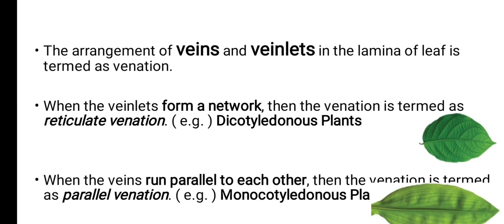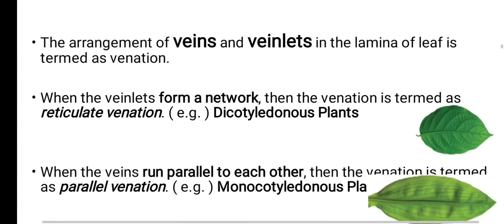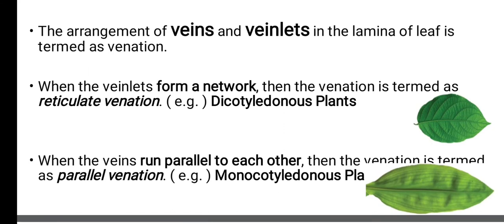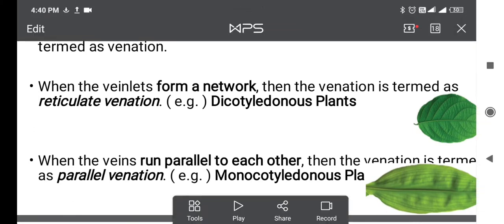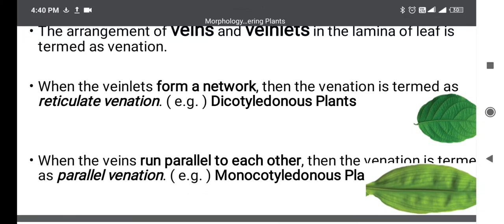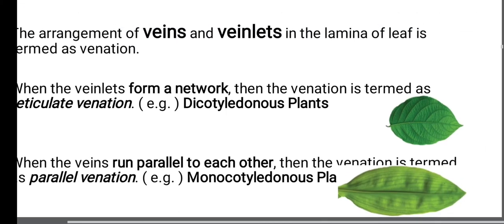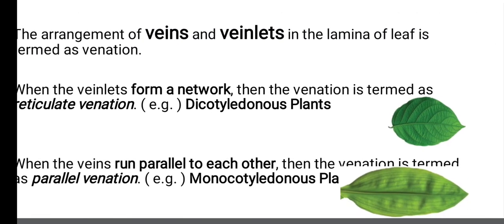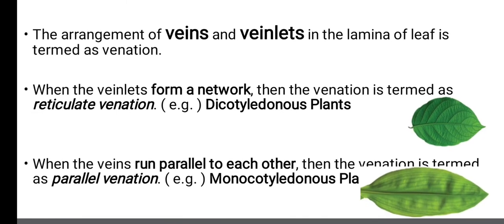Based on this venation, the leaves are categorized into two. In other words, there are two types of venations. One is reticulate venation and another one is parallel venation. What is meant by reticulate venation? When the veinlets form a network, as we see in the case of this leaf, then the venation is termed as reticulate venation, as it forms a network kind of thing. This type of reticulate venation is found in dicotyledonous plants like peas and pulses.